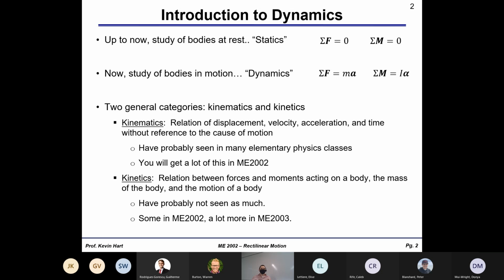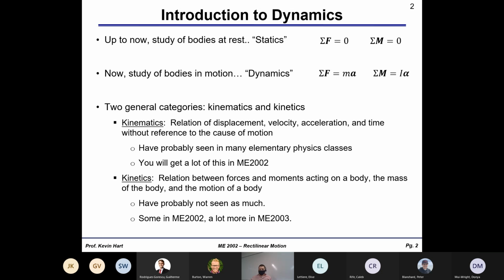Okay, so it's the relationship between forces and moments acting on a body, the mass of the body, and finally the motion of the body. I bet you have probably not seen this very much. You're going to get a sprinkling of it in this class. You're going to see a lot more of it in the next dynamics class, which is ME2003.